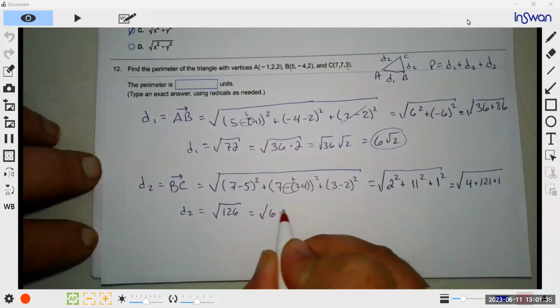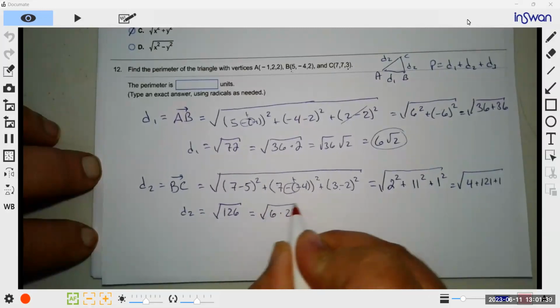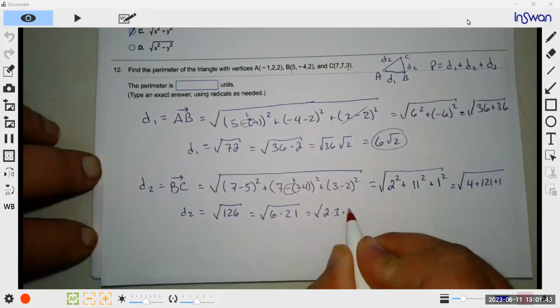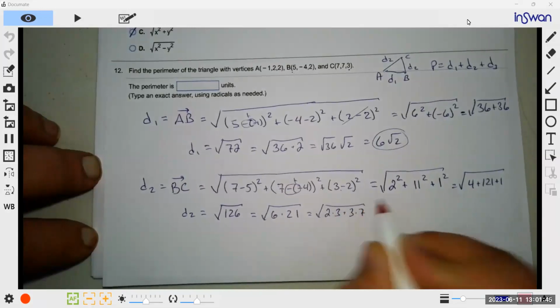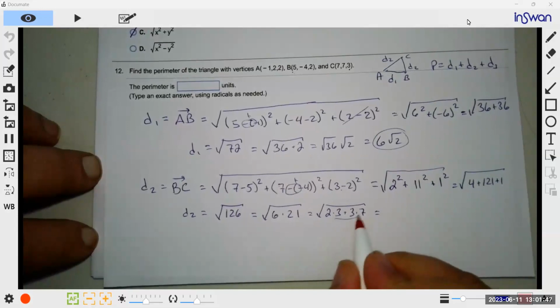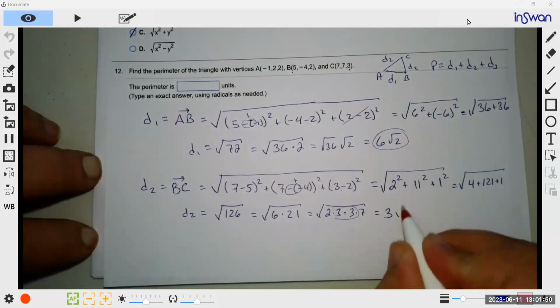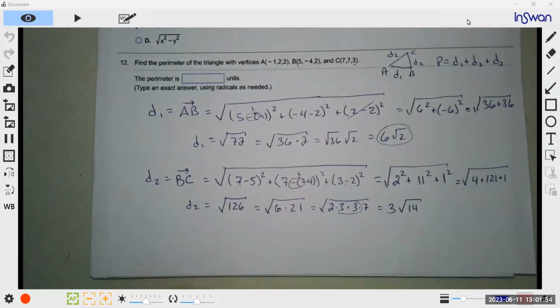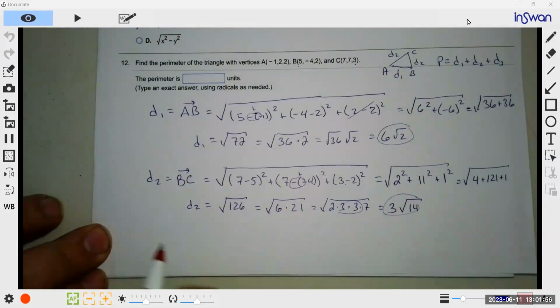We know 6 times 6 goes into 126 twice, 6, which becomes 2 times 3 times 3 times 7. We have a pair of 3s that comes out. So it's 3 radical 14.